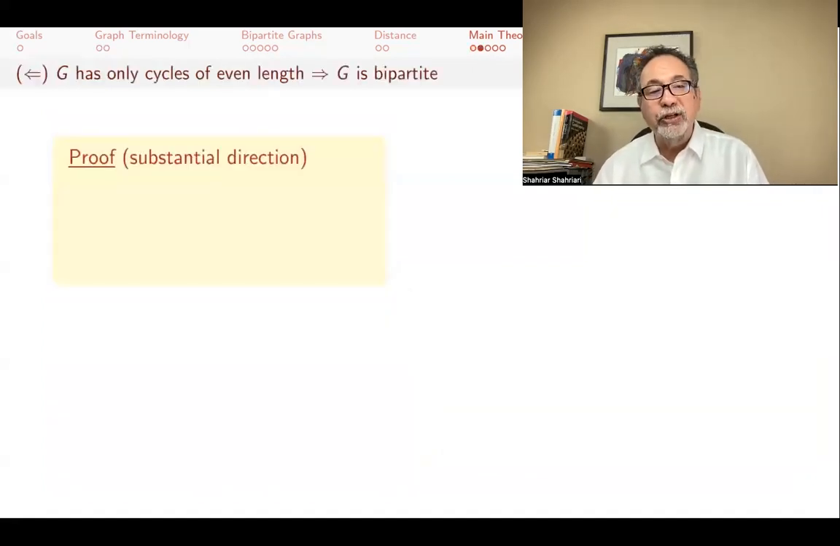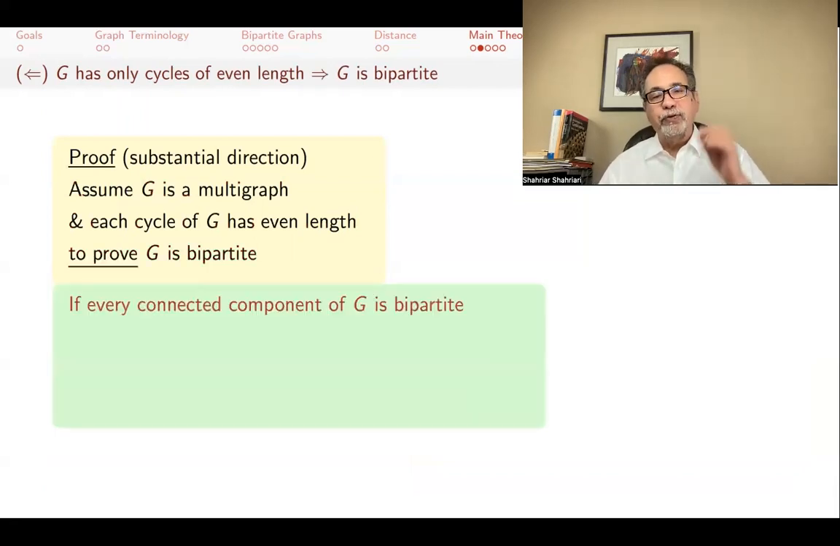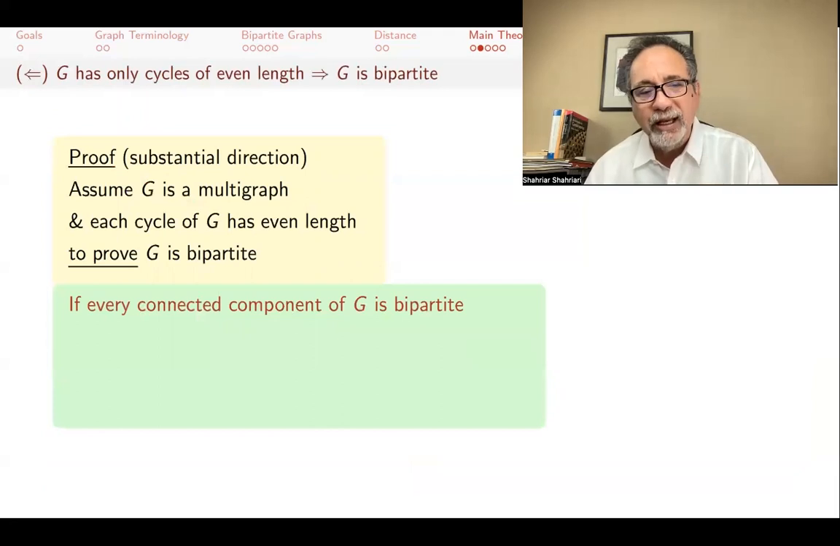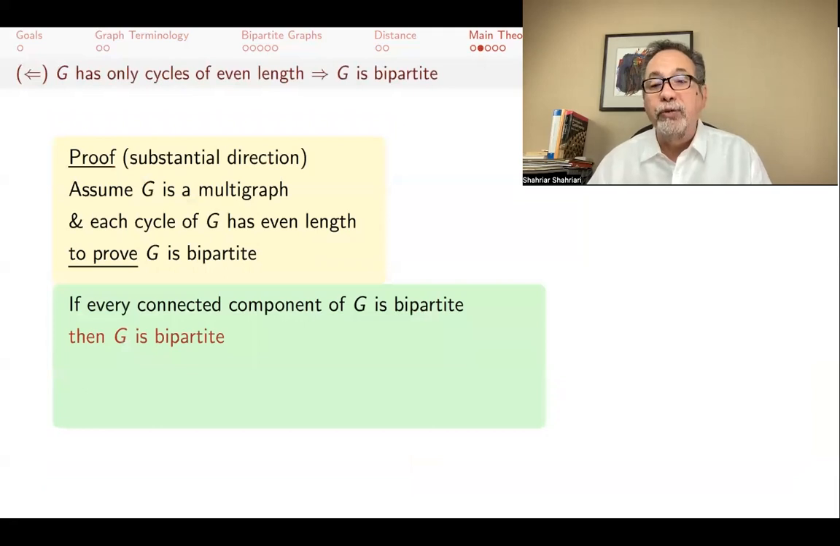Now, for the other direction, if a graph only has cycles of even length, why is it bipartite? Assume G is a multigraph and each cycle has even length, and we want to prove that G is bipartite. Now, first we make a simple point that the graph might not be connected, but if it's not connected, then it has different connected components. And if we can prove that every connected component is bipartite, then the whole graph will be bipartite.